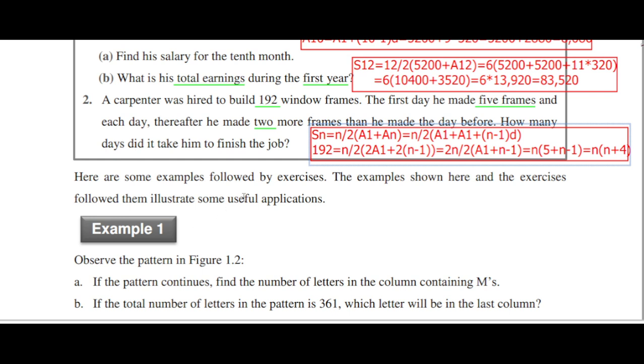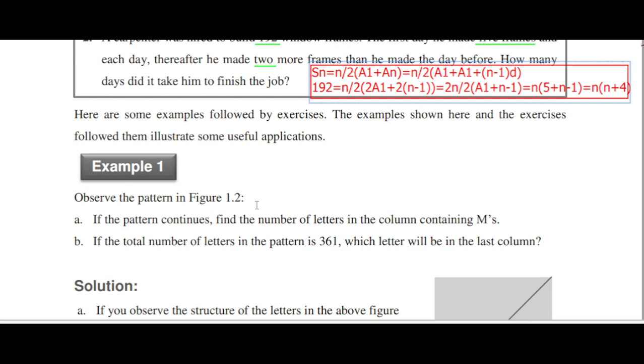Here are some examples followed by exercises. The examples shown here and the exercises that follow illustrate some useful applications. Example 1. Observe the pattern in figure 1.2.